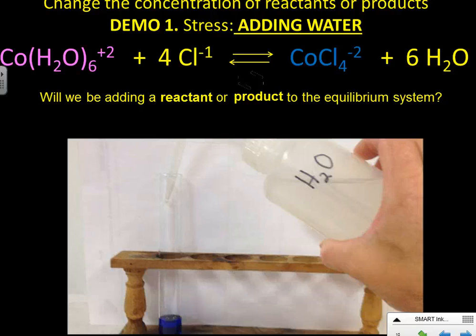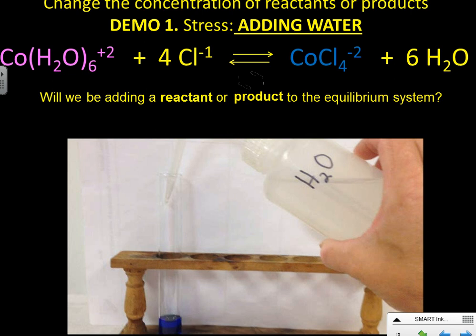All right, we are going to apply some stresses to this equilibrium, and we're going to see what happens. What you're going to see in the next couple of video demonstrations is Le Chatelier's principle in action. We're going to cause some stresses and try to understand why the equilibrium behaves the way it does. How does the equilibrium counteract the stress that was applied? So our first stress is we're going to change the concentration of a reactant or a product, and for the specific example, we're going to add water.